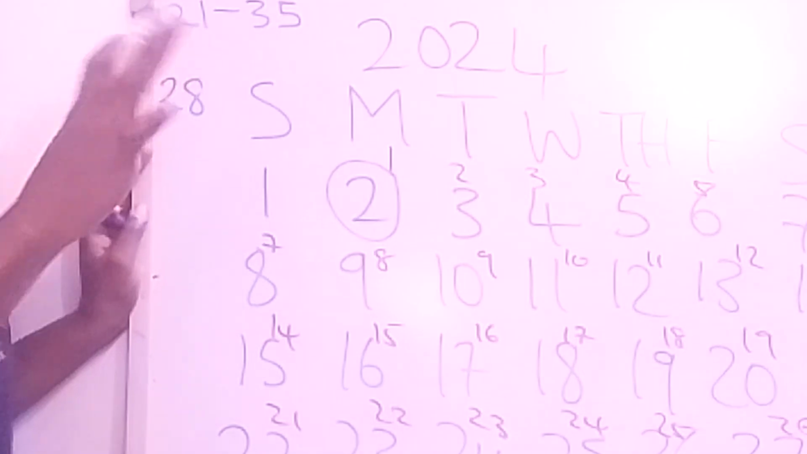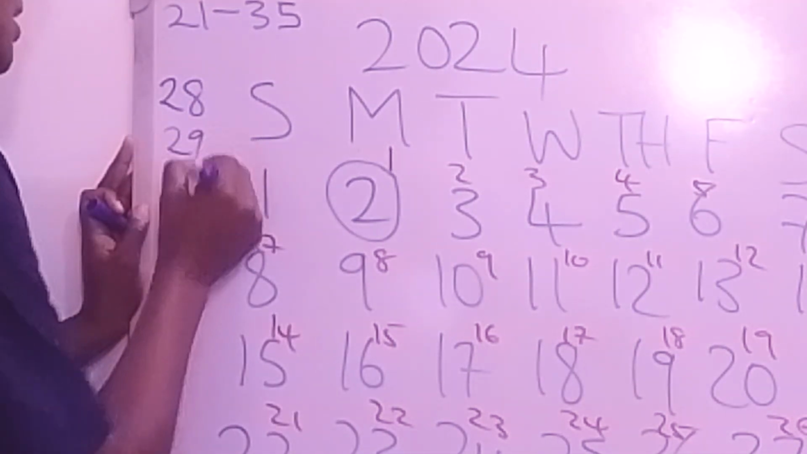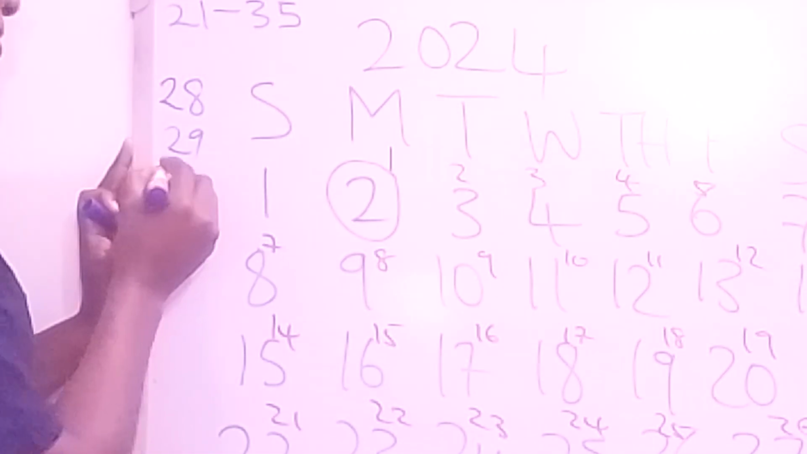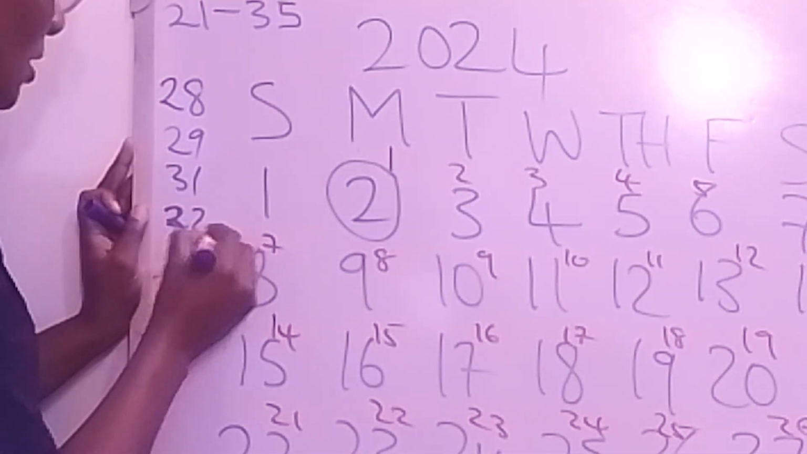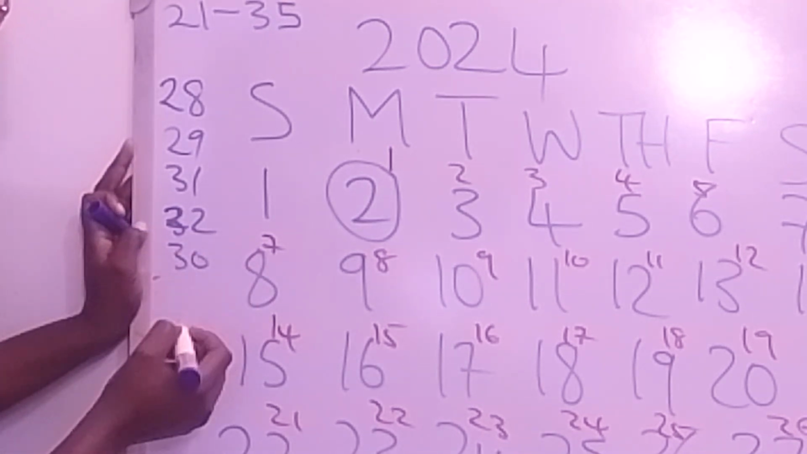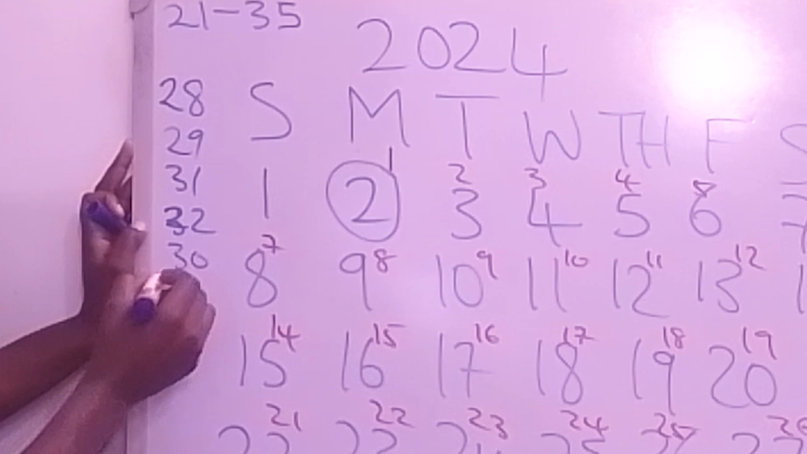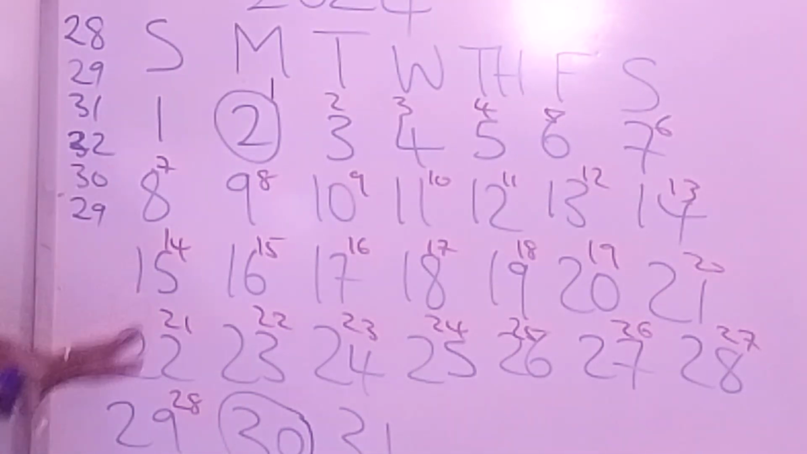The next month she calculated again like this and she got 29 days. The next month she got 31 days. The next month she got 32 days. The next month she got 30 days. And on the 6th month she got 29 days. So we're going to calculate her fertile days first.